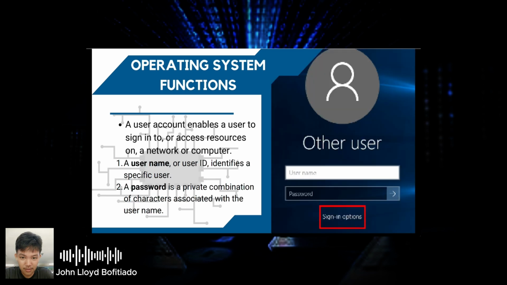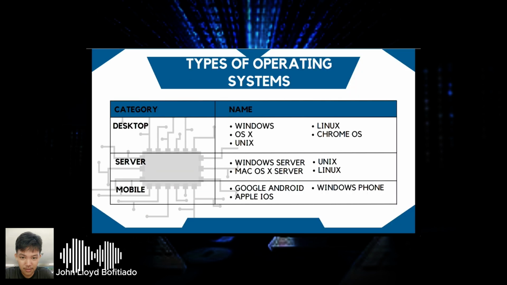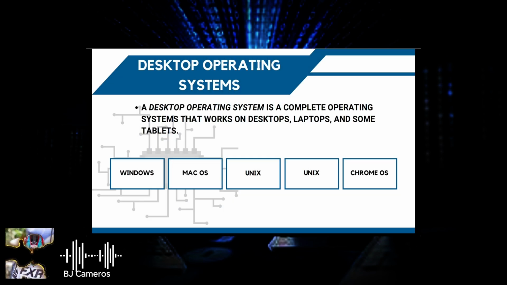A user account enables a user to sign in to or access resources on a network or computer. A username or user ID identifies a specific user. A password is a private combination of characters associated with a username. Desktop: Windows, OS X, Unix, Linux, Chrome OS. Server: Windows Server, Mac OS X Server, Unix, Linux. Mobile: Google Android, Apple iOS, Windows Phone.